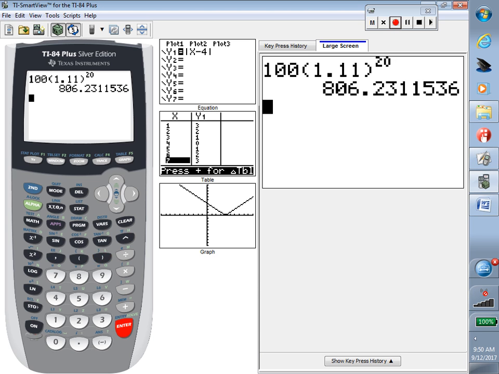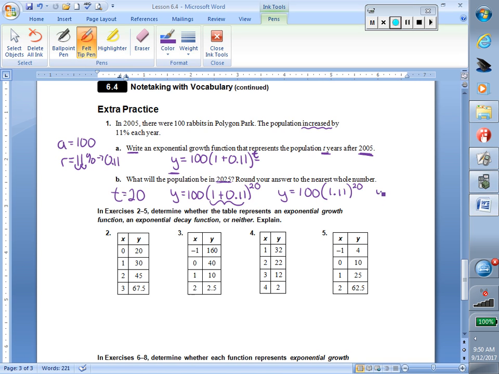So if we're making a prediction, we're talking about rabbits, it would make sense that we would round to the nearest rabbit. So if I get an answer like this, I would say that my prediction is, in the year 2025, we would have 806 rabbits in the park. So you just want to make sure that your final answer makes sense with the given situation. It won't make sense for me to put 0.23 for a rabbit. So we're going to round off to 806 rabbits.